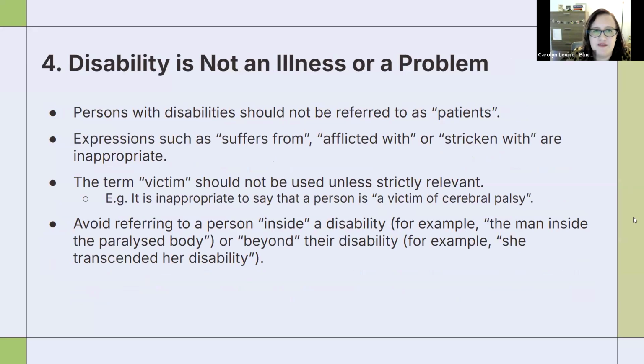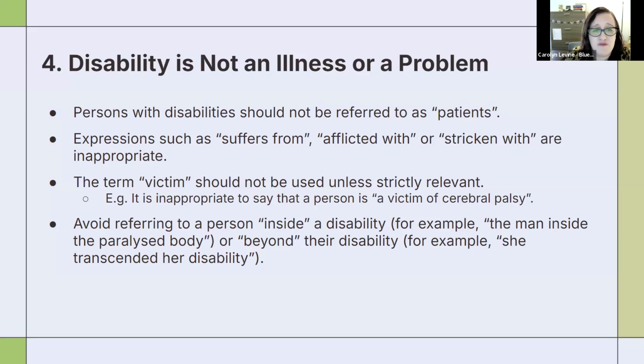All right. We want to make sure we are not portraying disability as an illness or a problem. We should never be referring to people with disabilities as patients. We want to avoid using expressions like they suffer from, or they are afflicted with, or stricken with. We should not be using the term victim to describe someone with a disability. So you would never want to say that someone is a victim of cerebral palsy. That's, again, very condescending and inappropriate.